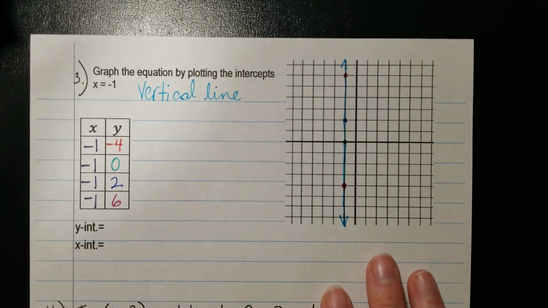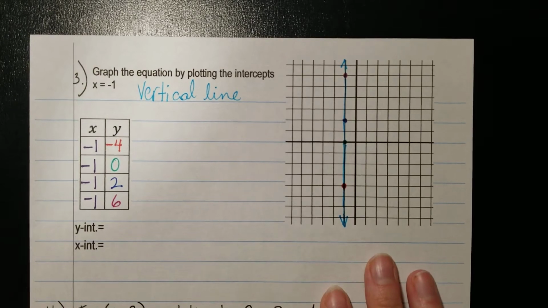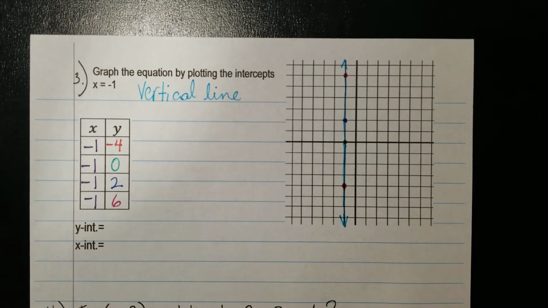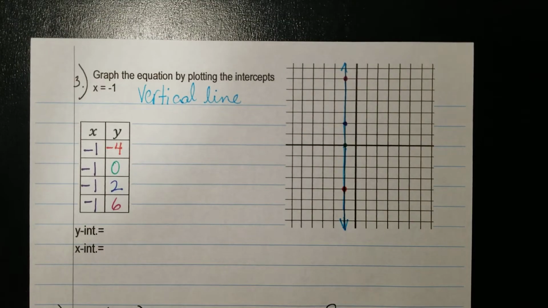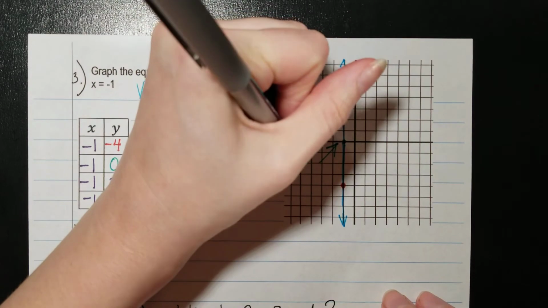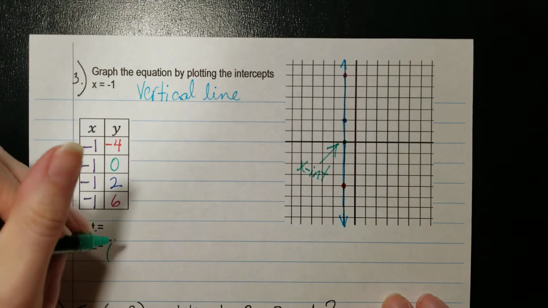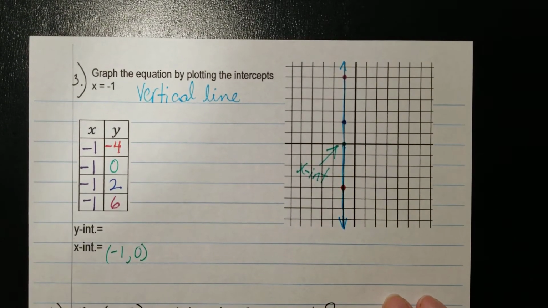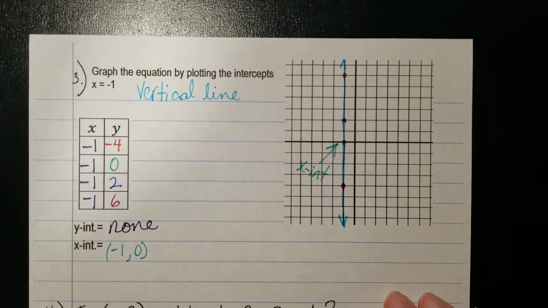So anytime you have x equals a number, that's a vertical line. And when you have y equals a number, that's always a horizontal line. Okay, so in this case, we have the x-intercept there. So the coordinates for the x-intercept are -1, 0, and there is no y-intercept.